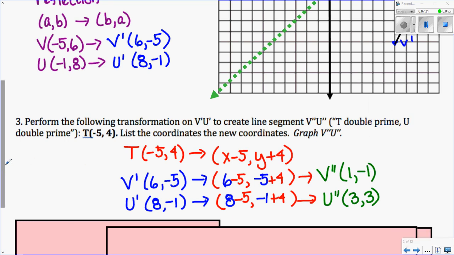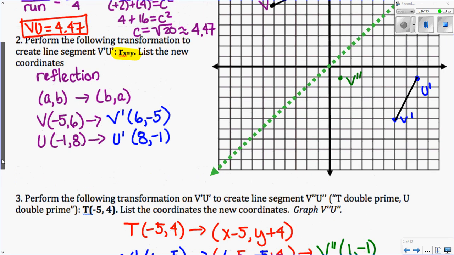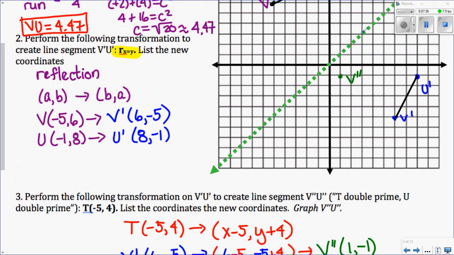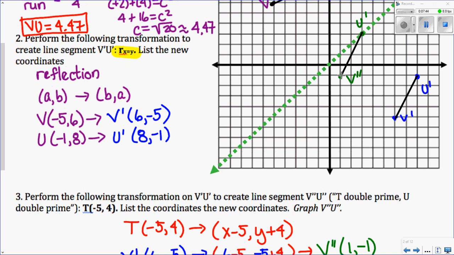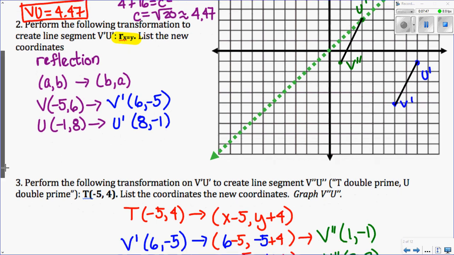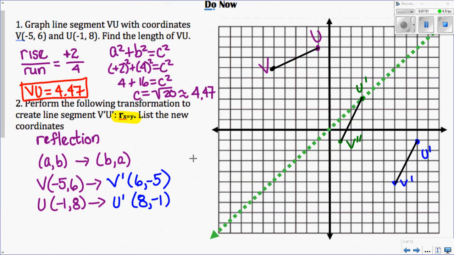And I'm going to plot the new points under that translation. So I have 1, -1 for V double prime. And then for U double prime is 3, 3. So I'm bringing that up, 3, 3. So U, and then I'm just going to make a segment. Yeah, there you go.